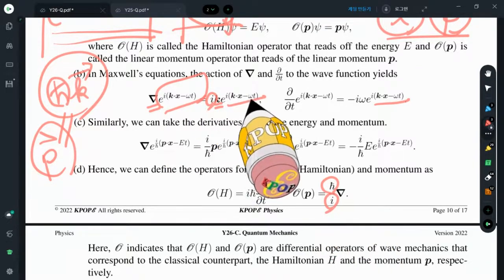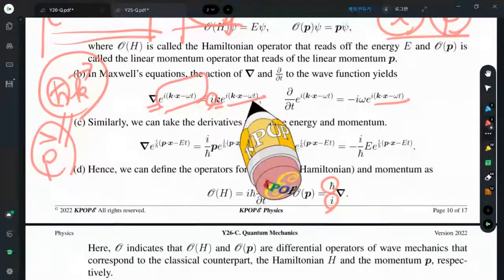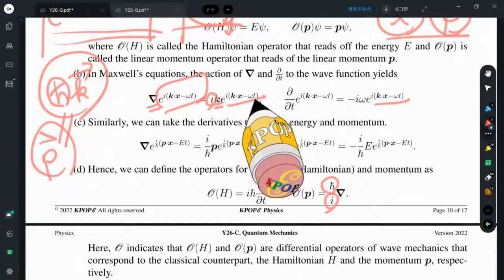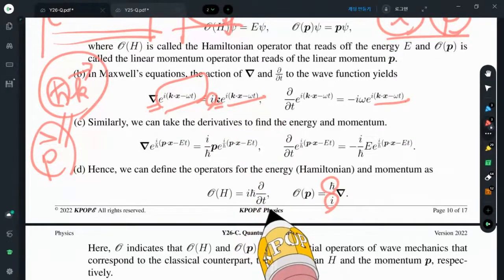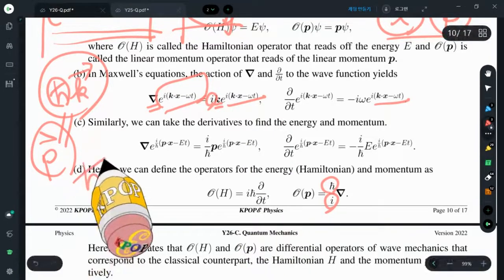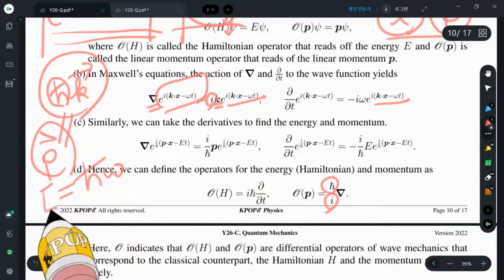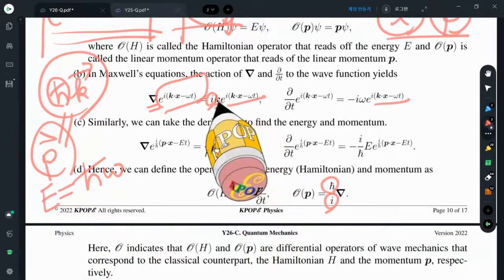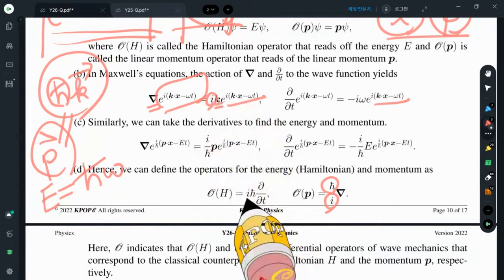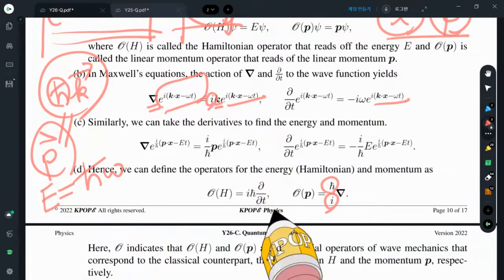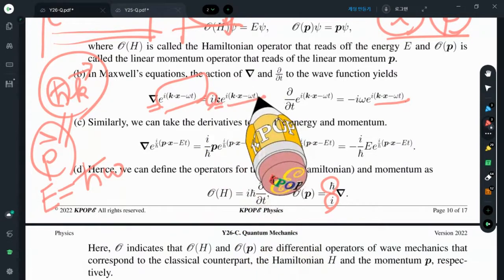If you want to read the frequency, what you need to do is to take the time derivative. But I need h bar omega to obtain the energy of the particle. Therefore, I need to multiply i h bar and the time derivative to this plane wave solution.